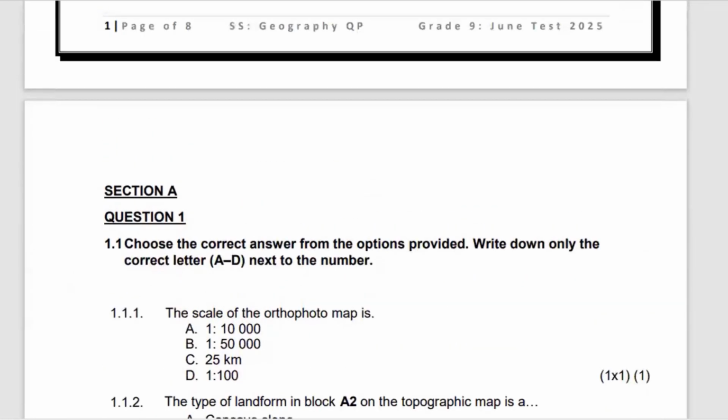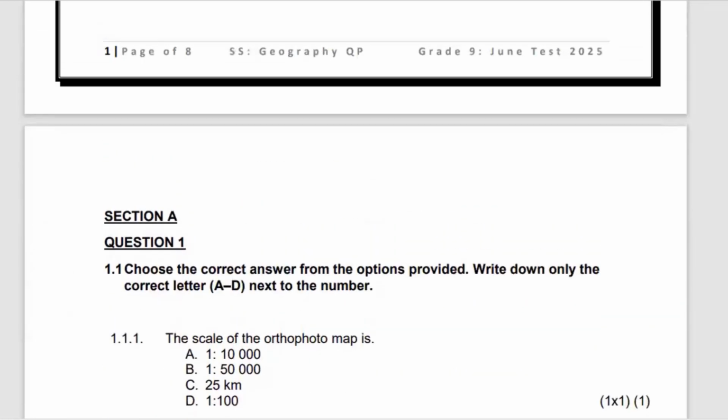Okay, so what we have here is the memo discussion for Geography, Grade 9. Remember, when you're sitting for the junior examinations, you have Section A, which is term 1 work, map scales, and Section B will be the theory that you did for this term, which is about development.